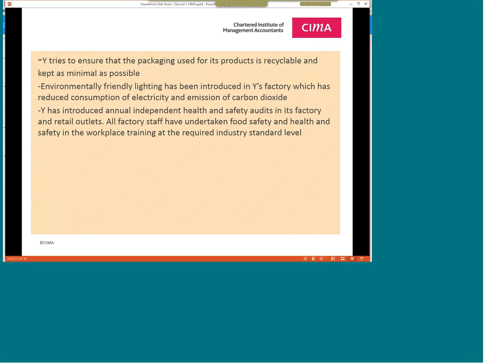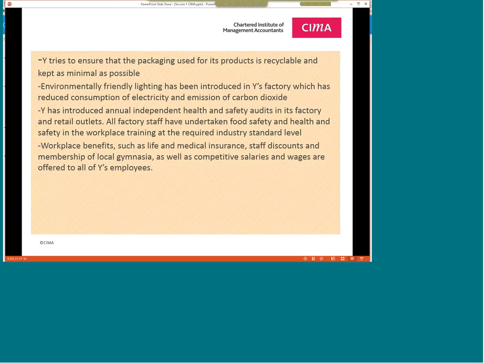Workplace benefits such as life medical insurance, discounts, membership for local gym, competitive salaries, wages. So this is the way how they look after their employees. So this will definitely be social justice, and at the same time, economical, yes, right. Okay, so these are all the social responsibility issues that are mentioned in the case study facts.